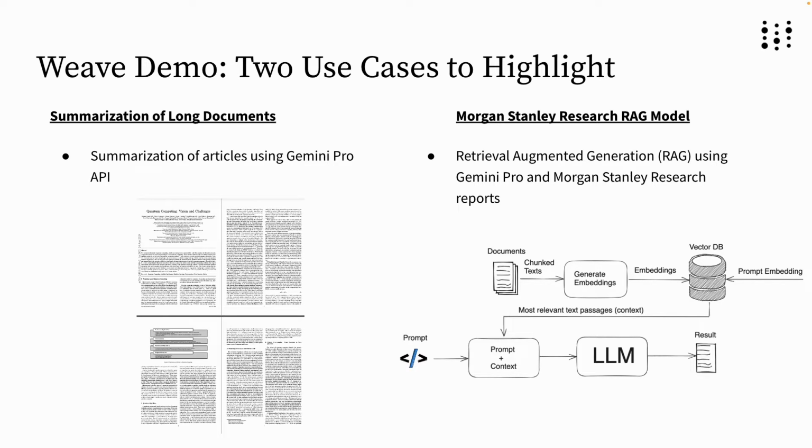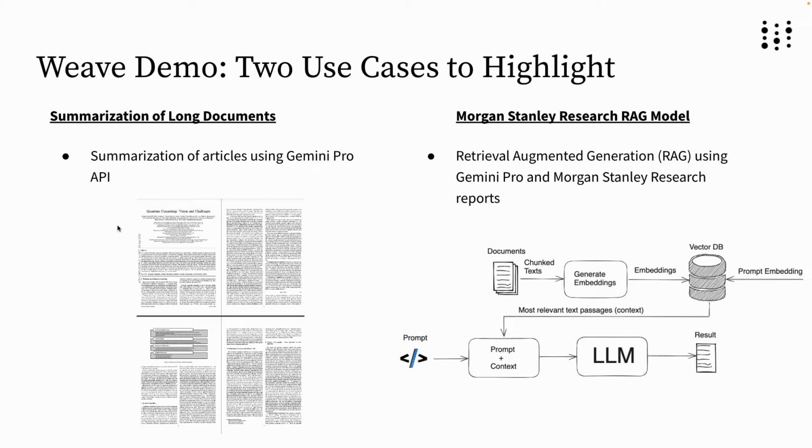I'd like to present two use cases that highlight the value of Weights & Biases Weave combined with the powerful large language model Gemini Pro. The first use case is summarization of long documents. Many of our customers face time constraints but need to process a lot of information. This is where Gemini's large context window becomes particularly beneficial.